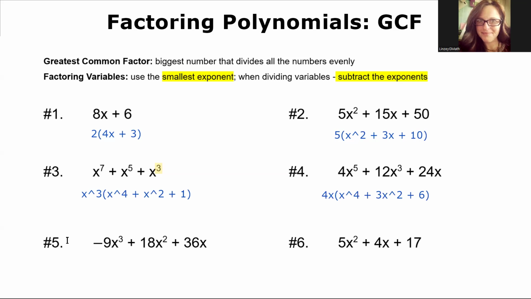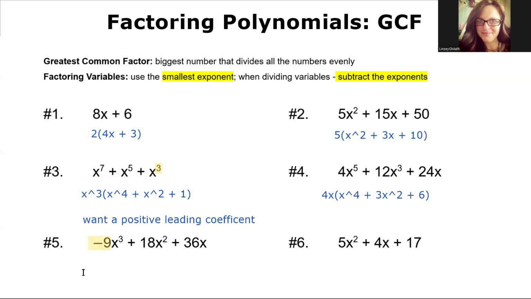Number 5. Our goal when factoring is to have a positive leading coefficient. The number all the way to the left should be positive. So when factoring out our greatest common factor, we want to make it negative. That will produce a positive leading coefficient.